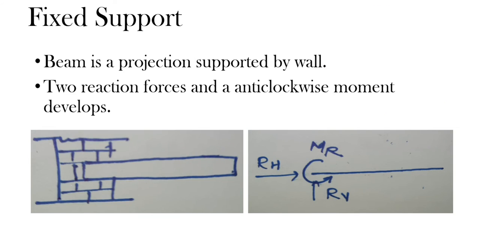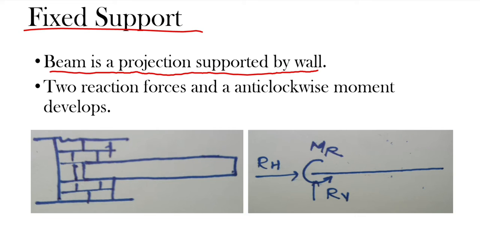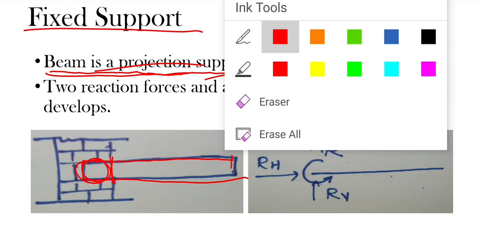Now let's move forward. This is the last type of the support. It is known as the fixed support. Beam is a projection supported by wall. What does the line mean? That is, a small part of the beam is embedded inside the wall. That is, the beam acts as a projection supported by the wall.